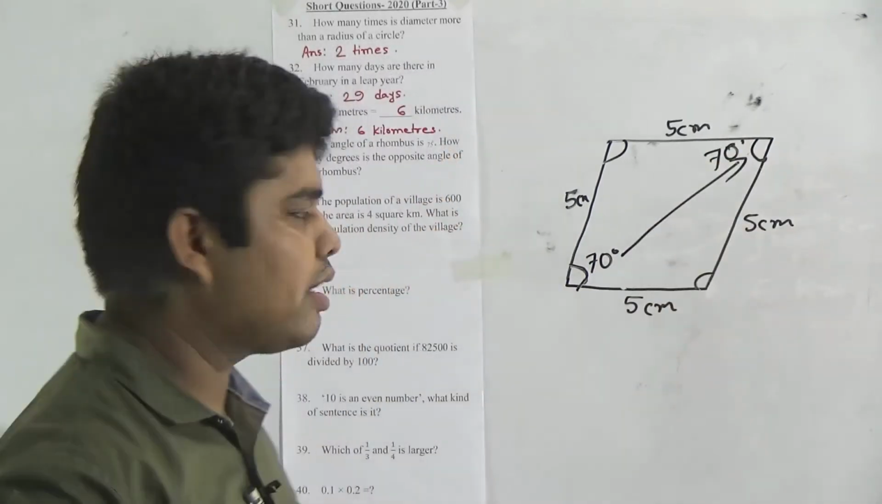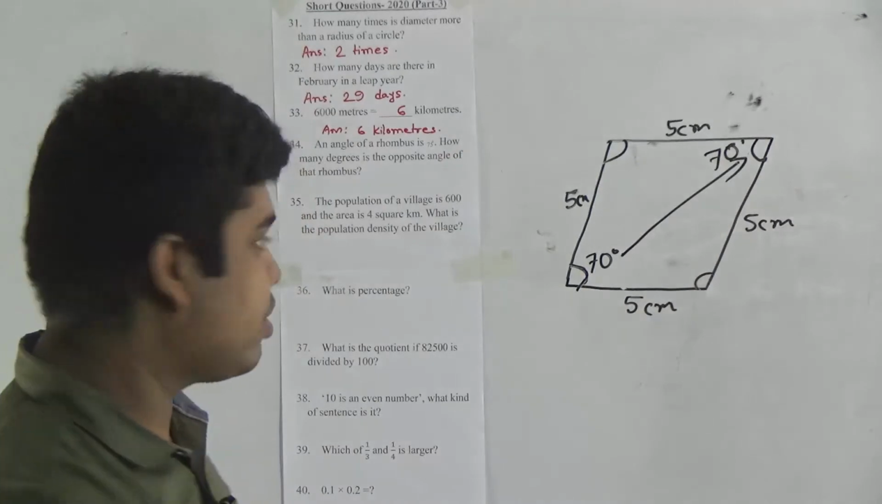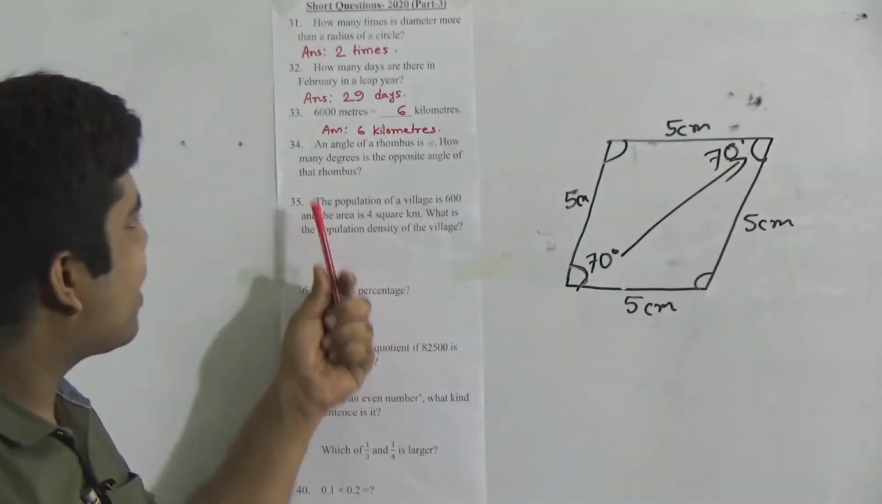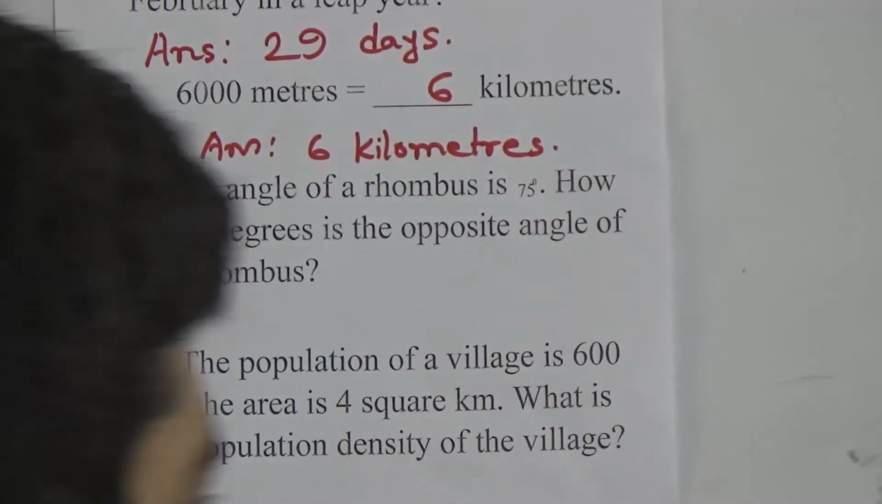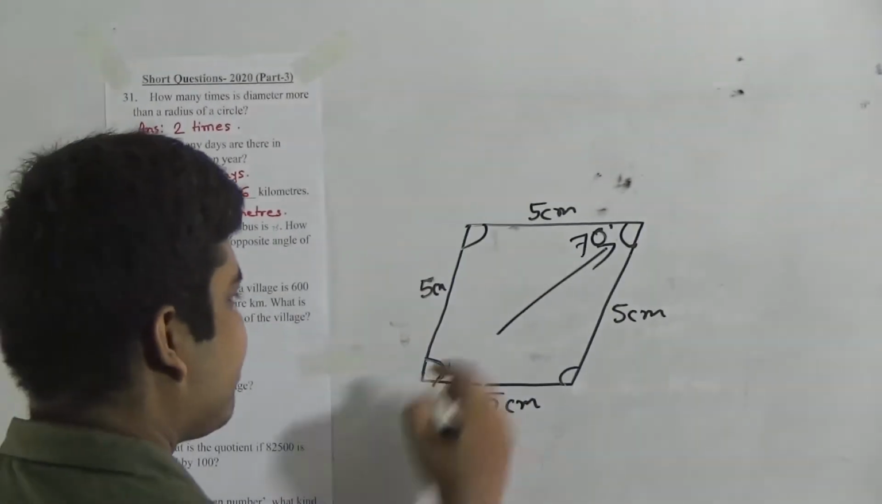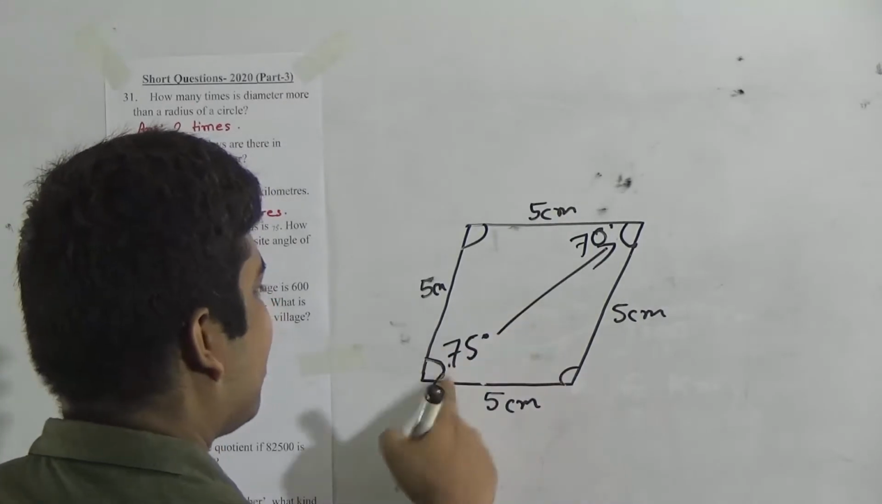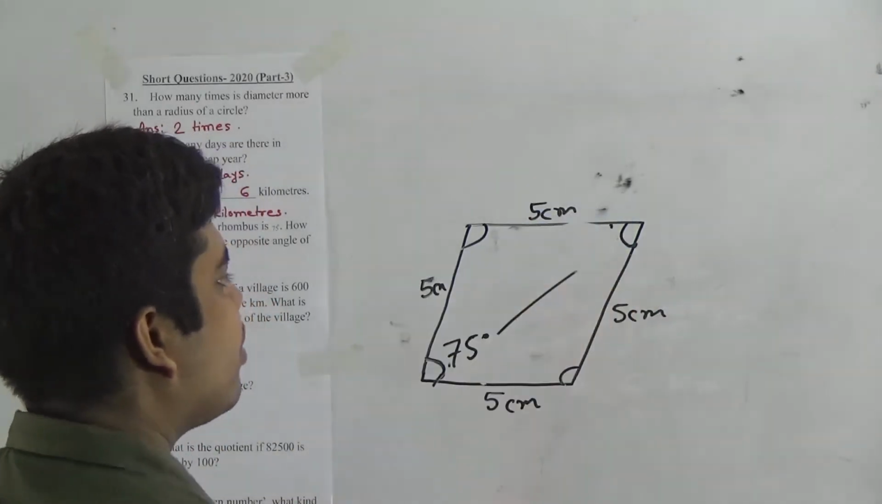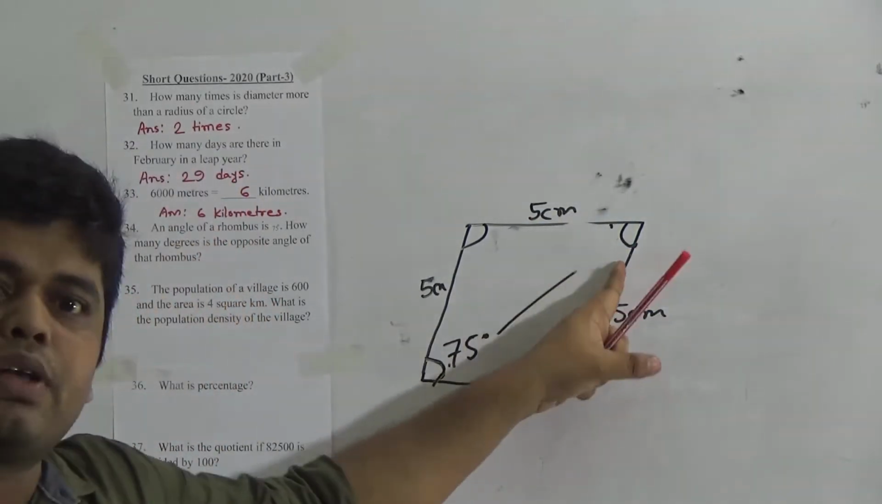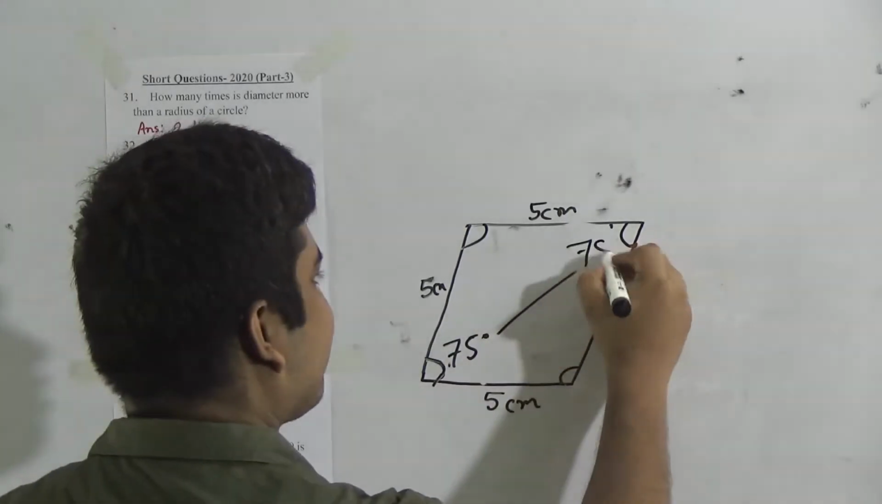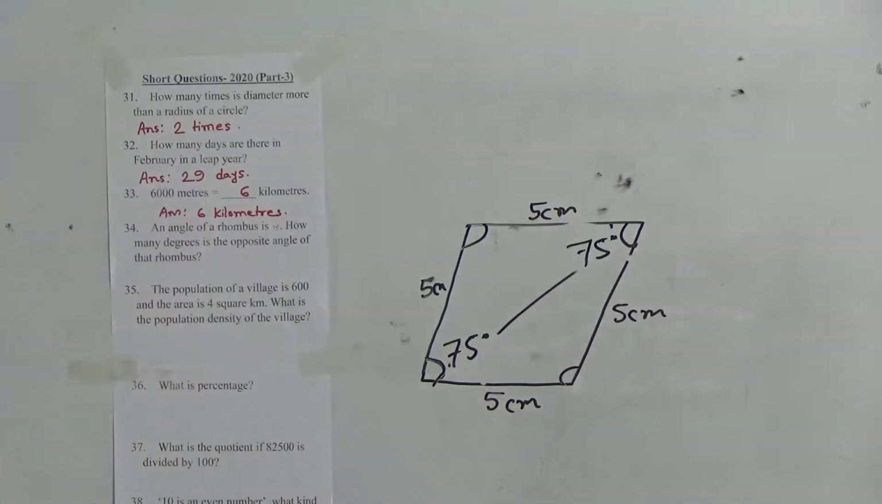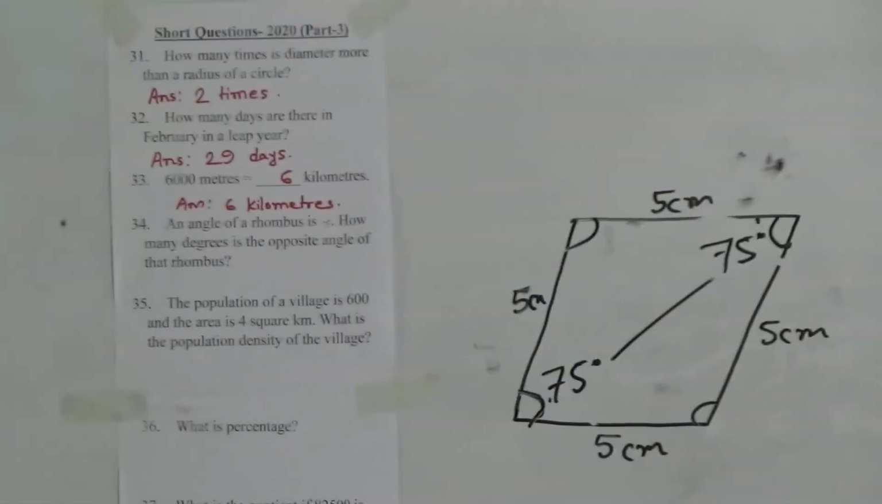Do you understand? Okay, I hope you have understood. So the question says an angle of a rhombus is 75 degrees. If the angle is 75 degrees, what is the opposite angle of this 75 degree angle? We know that opposite angles are equal. For this reason, this must be 75 degrees. Now we write here 75 degrees.